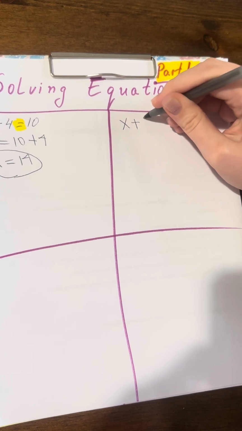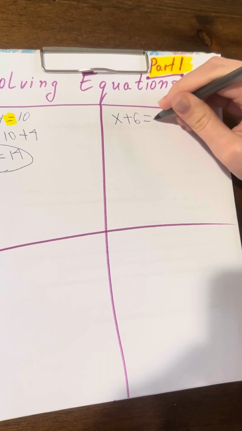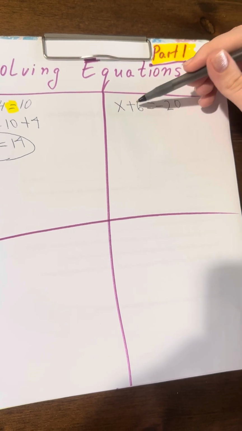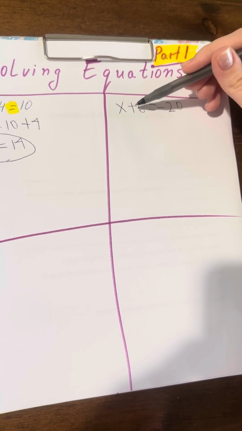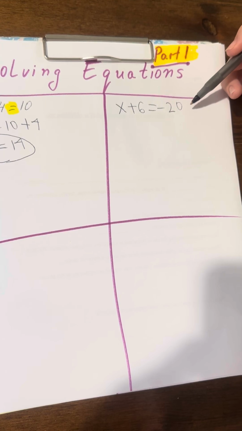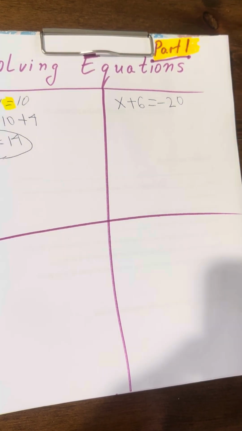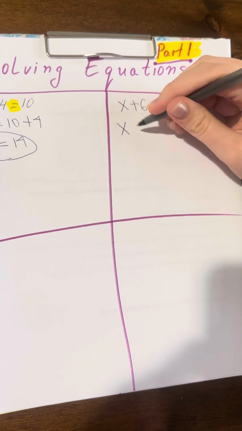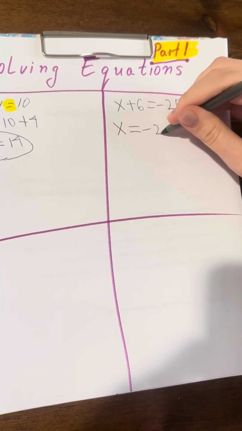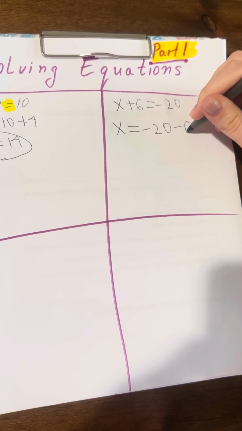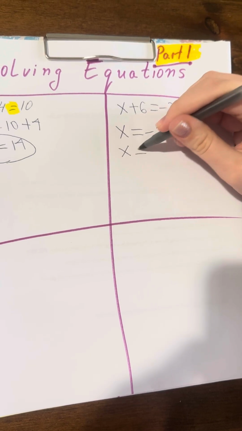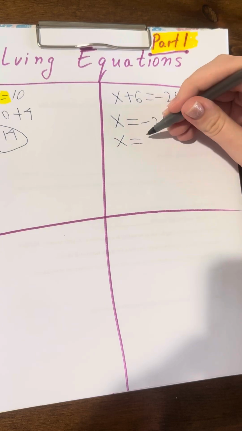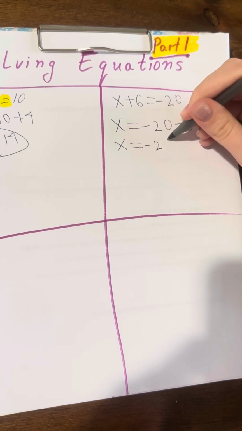Let's go with another example. x plus 6 equals negative 20. Here, same thing. The positive 6 will go through the door and turn into its opposite. What will be its opposite? Negative 6. So let's solve it. And then you get your answer, negative 6 plus negative 20, which is negative 26.